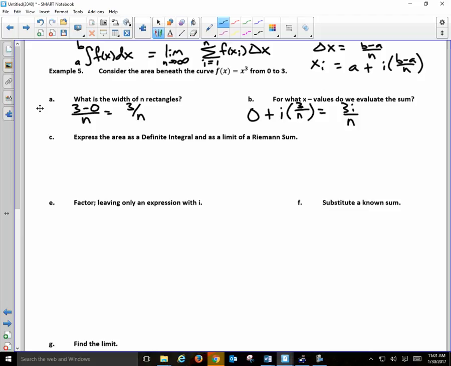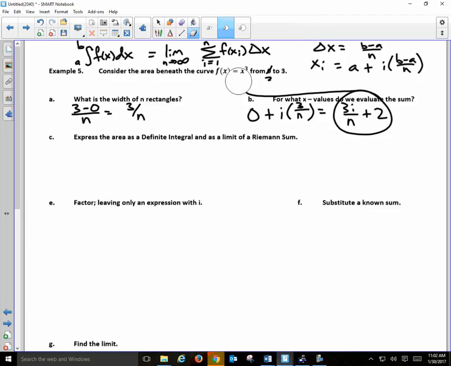Notice that the actual width and the x sub i values are very similar, aren't they? That's not always the case. If this was, say, 2, then you would have 2 plus 3i over n. Now, why does that make it more complicated? Because when you plug that into the actual function, you would cube it, and the algebra would be a little bit messy. So we'll do an example exactly like that tomorrow. But today, if you do get far enough in your worksheet, that's what you would have to do, the plus 2. So we got 3i over n.